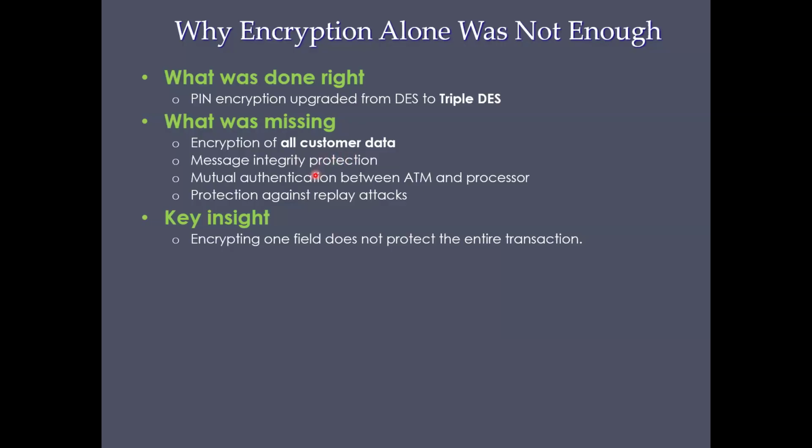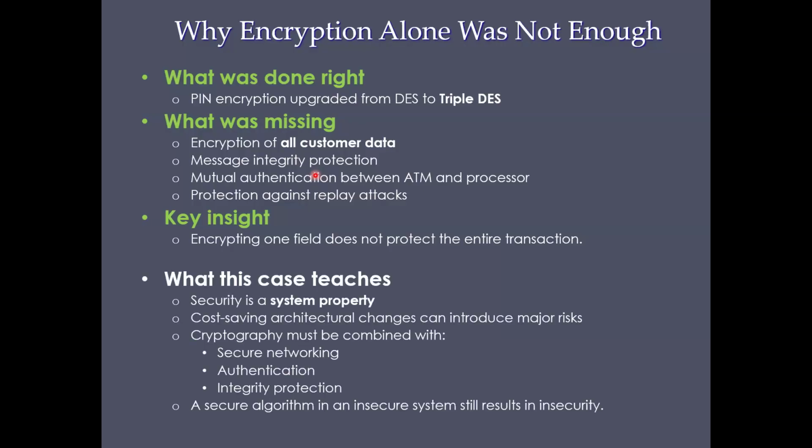We also use message integrity, so we use hashes. We have mutual authentication between the ATM and processor. We have protection against replay attacks. So encrypting one field does not really protect the entire transaction. We only had to protect the PIN first, but did not protect the entire transaction.